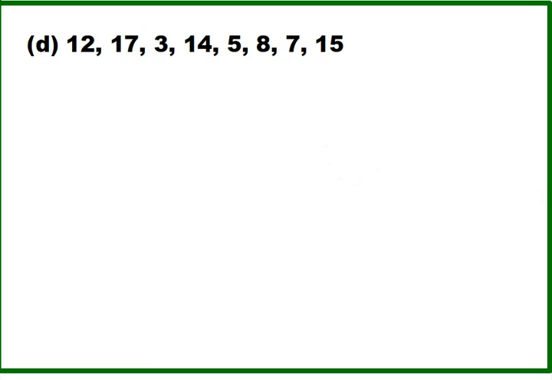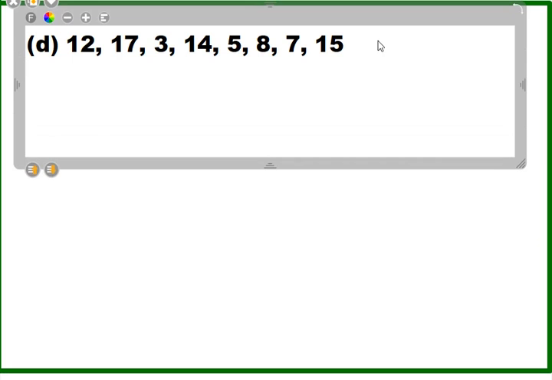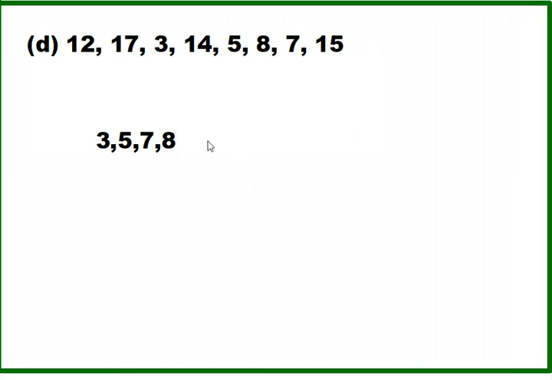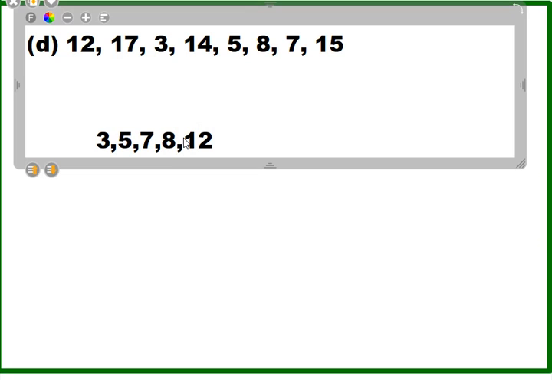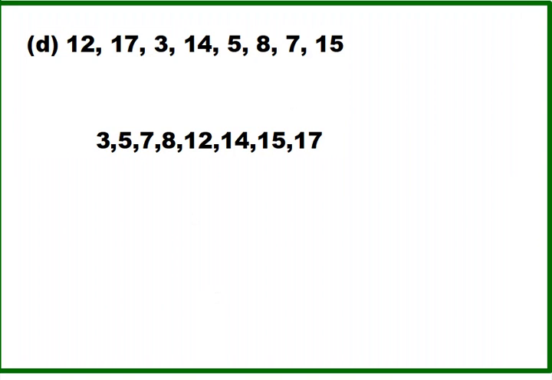So we have 12, 17, and looking at this again, our list is not ordered, so let's order it before we start looking for our median. So we have 3, 5, 7, 8. Then we have 12, 14, 15, and 17. So we have 2, 4, 6, 8 numbers. So we're still on the right track. We didn't miss a number.